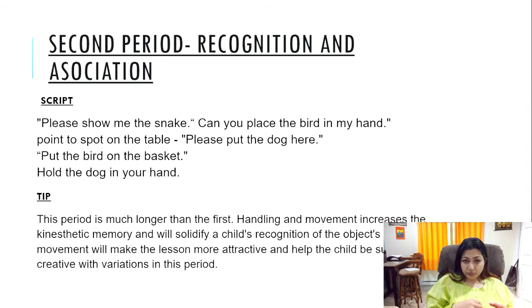It also makes the lesson a little more fun and attractive, and helps the child to be successful. With this you have to be a little more creative, and I encourage extending the lesson into a lot of other variations in this period.